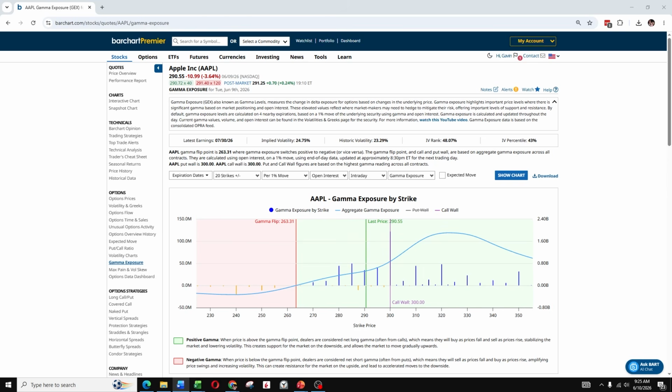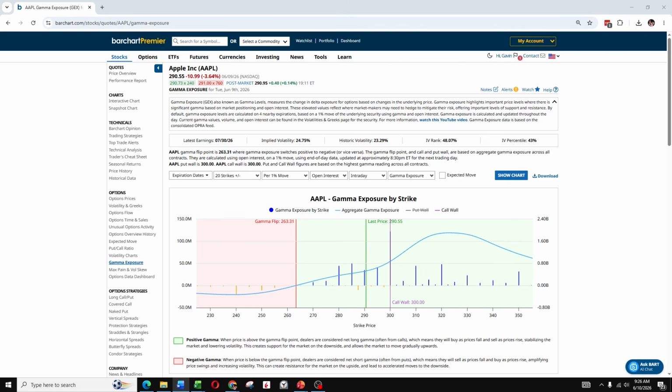All right, let's go and have a look at how we might set up the trade. Given what the gamma chart's telling us with positive gamma, reasonably high IV rank, and that call wall at 300 potentially acting as resistance, and the flip point at 263 potentially providing a bit of a floor, I would definitely look at an iron condor.